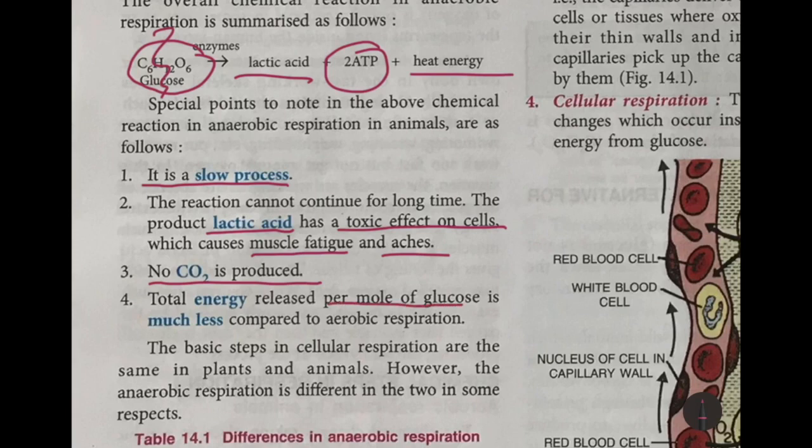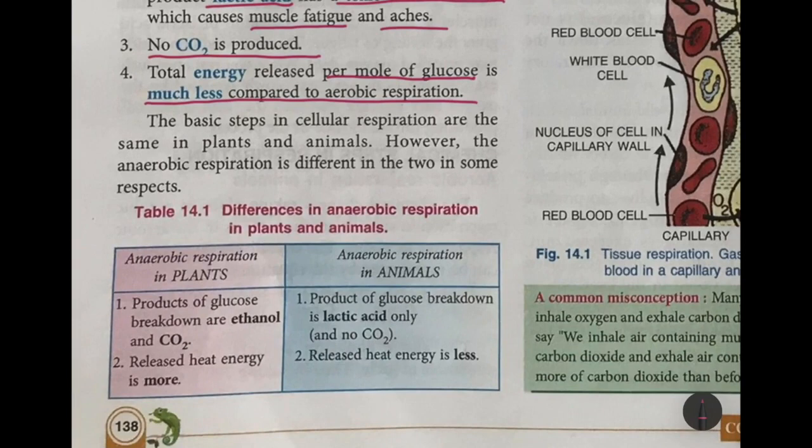Now the total energy released per molecule, that is for 1 molecule of glucose, is just 2 ATP. As you can see, it is very less compared to aerobic respiration. In aerobic respiration, there are 38 ATPs released. Now, the basic steps in cellular respiration in plants and animals are the same. But the anaerobic respiration is different in the two. Here in animals, lactic acid is produced, but if you remember, in the plants, what was produced? Ethyl alcohol was produced. Okay, so this is the difference.